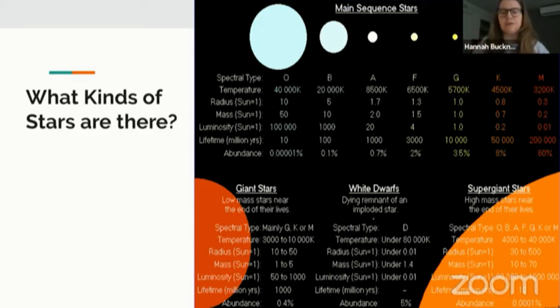And then lastly, the abundance is the amount of stars that actually exist in the universe. So when it lists that an O-type star has an abundance of 0.00001%, it means that they're really rare in the universe. And in the makeup of stars, they're really not that common. And I can get back to that in a second.